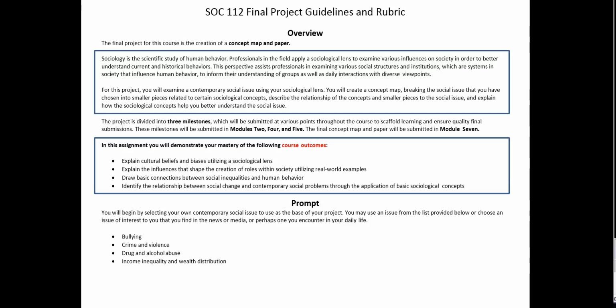So by the end of the course, you should be able to explain cultural beliefs and biases using a sociological lens, explain the influences that shape the creation of rules within society utilizing real-world examples, draw basic connections between social inequalities and human behavior, and identify the relationship between social change and contemporary social problems through the application of basic sociological concepts. So these are 4 pretty big statements that you should be able to do, 4 competencies that you should be able to demonstrate to me through your final project or at the end of the course.